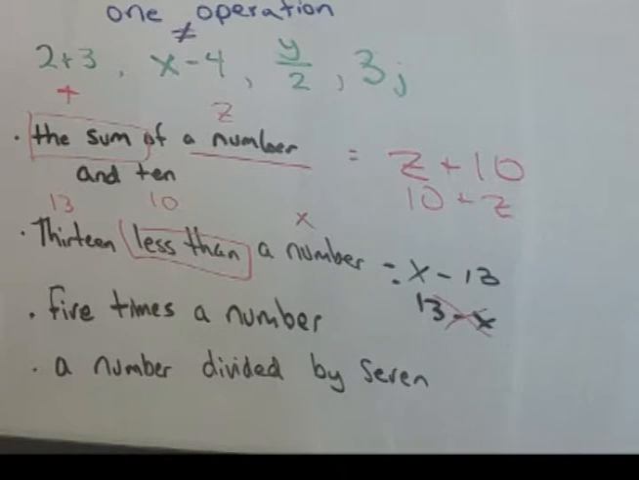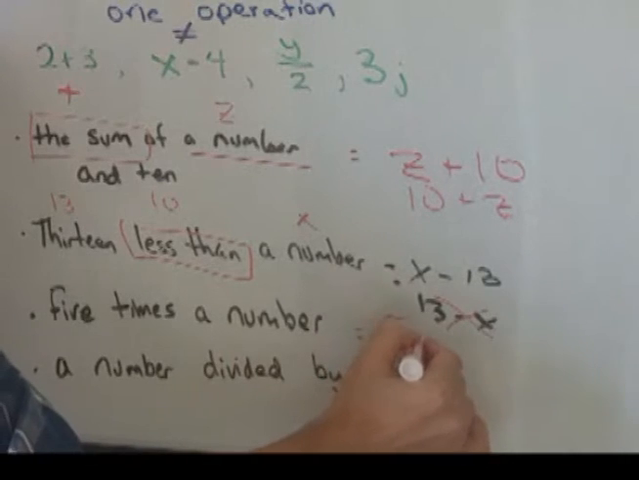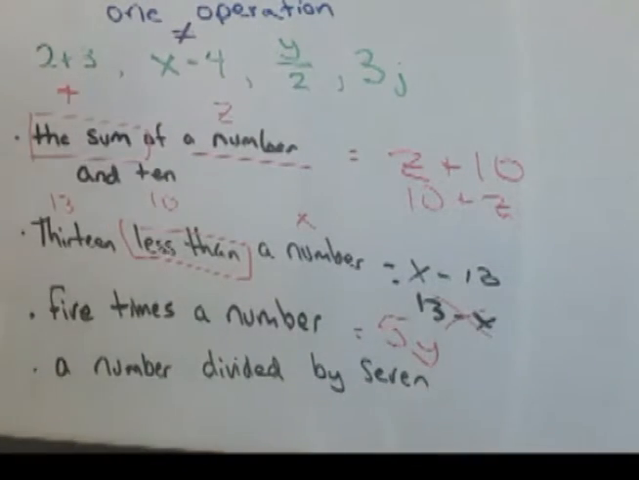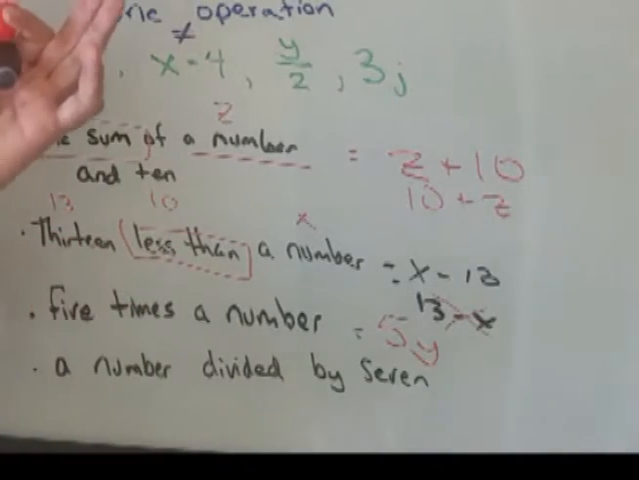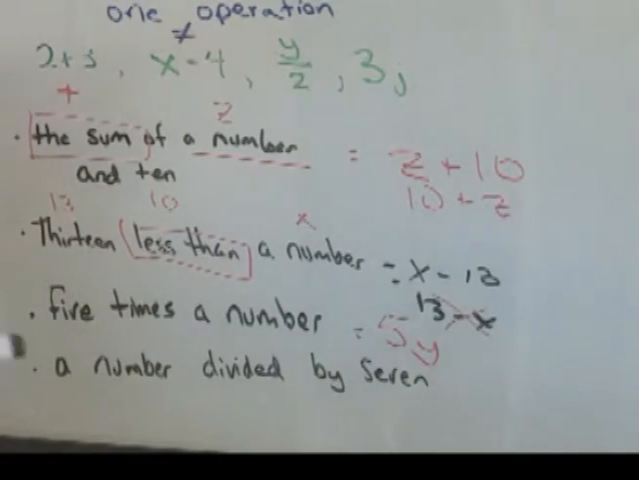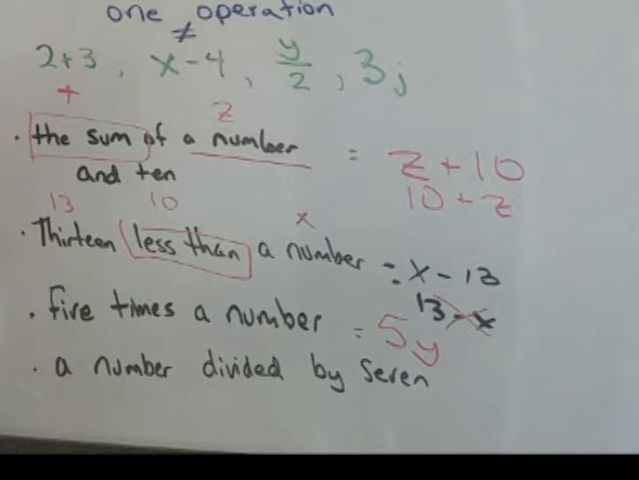Okay. 5 times a number. We have 5 times a number. Very simple. What is that? 5 times a number. Y is a number. We don't know what it is. It's hiding. Where are you, Y? We don't know. It's shy.